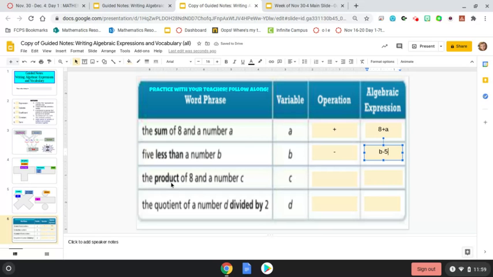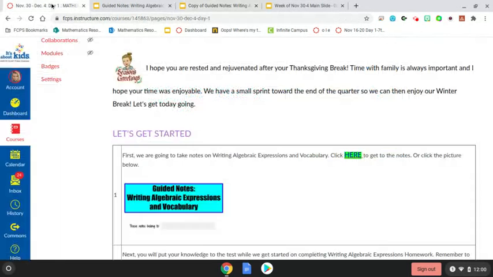And then I have product and I have divided. I think you can do the product one on your own. Let's do the divided one together. It said the quotient. Quotient makes me think of division. And for division, I'm going to write the slash bar like that. And it says D divided by 2. And this is what we're going to be doing today. We're going to be turning our algebraic expressions into word phrases and our word phrases into algebraic expressions. When your notes are completely filled out, you can turn those in.